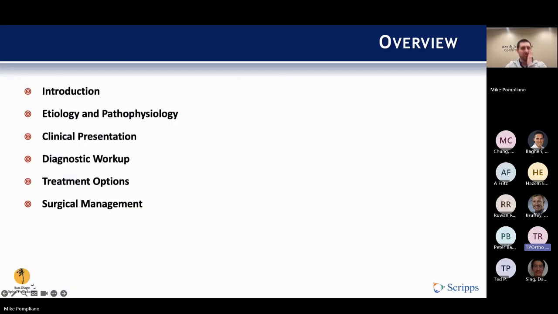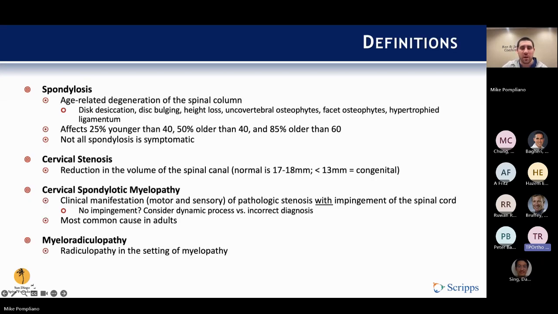Okay. So a brief overview. You can read it there. And then the key points from this slide were just spondylosis being an age-related degeneration of the spinal column. It can affect a wide variety of people. Like I said, age-related, so it affects more people as you get older, about 85% of people over the age of 60. It's important to keep in mind that not all spondylosis is symptomatic. There are asymptomatic incidental findings on specifically MRI.